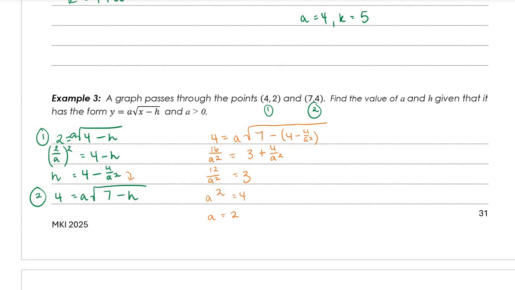And the reason we're going to have just a equal to 2 instead of negative 2 is because we've been told a is greater than 0. Then it's just a matter of plugging that into something we've already got. We know h is equal to 4 minus 4 on a squared. So I get 4 minus 1, which is 3. So a equals 2 and h equals 3.